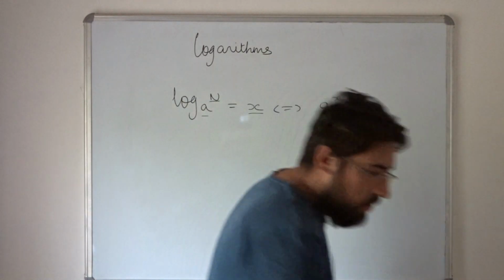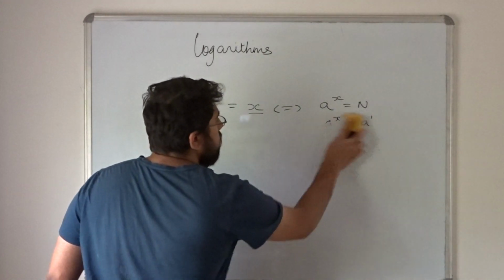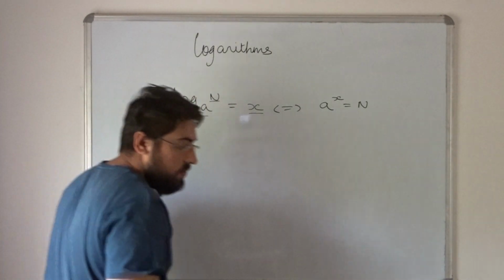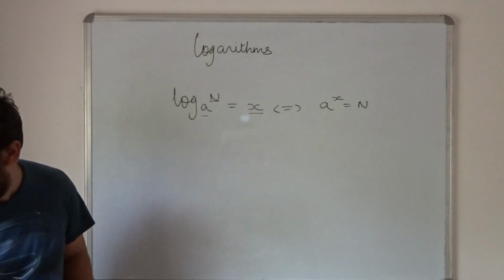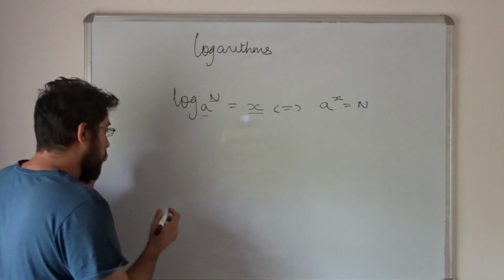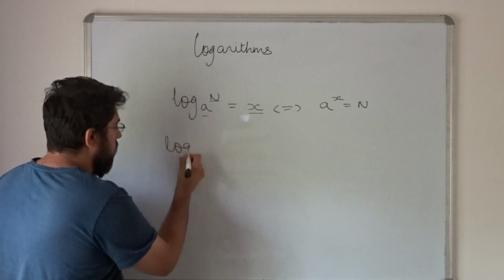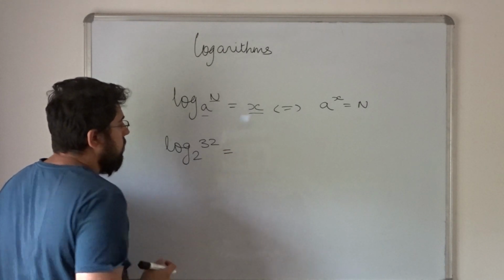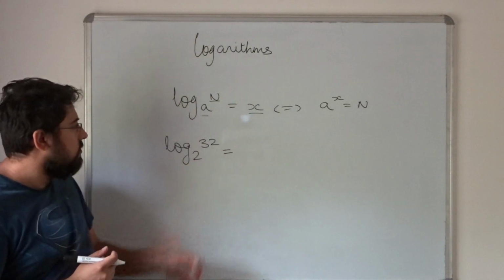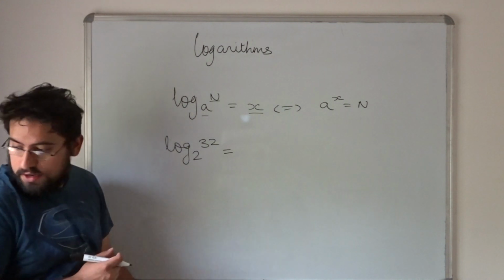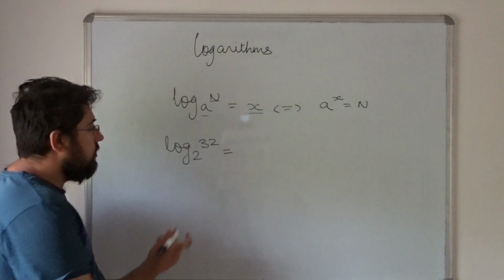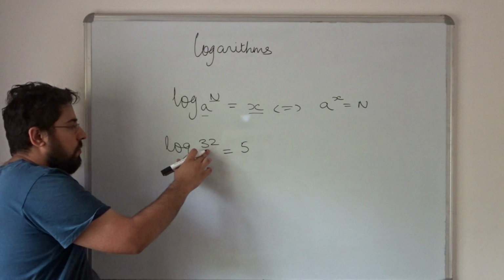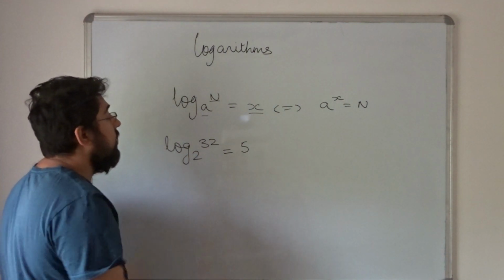So now we're going to move on. We're going to take a few examples. Say you have log base 2 to the power 32. So what does log base 2 to the power 32 equal? Do you know what this equals? Okay. So log base 2 to the power 32 equals 5.